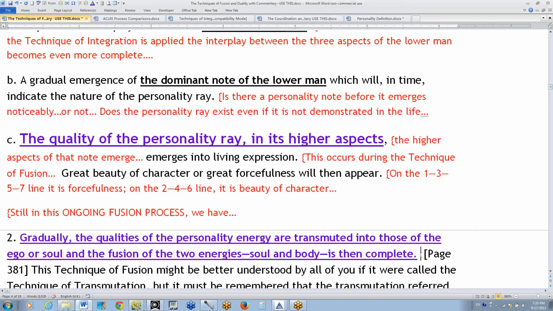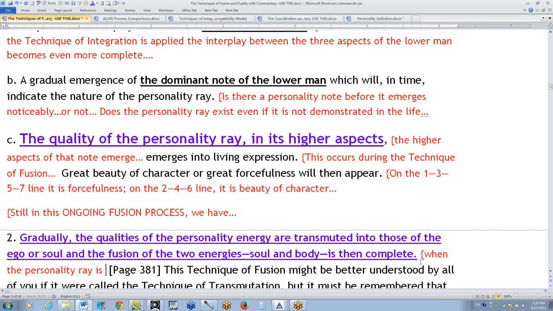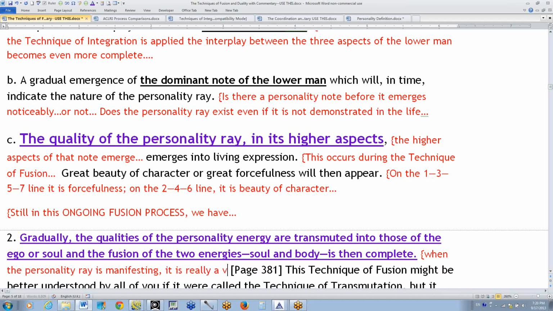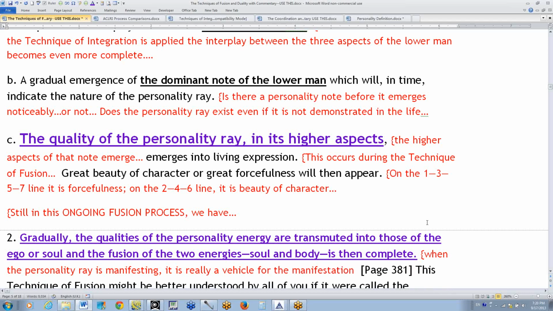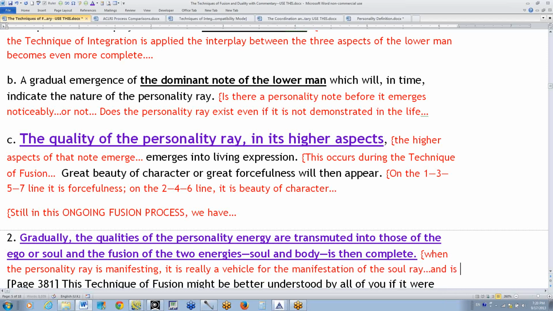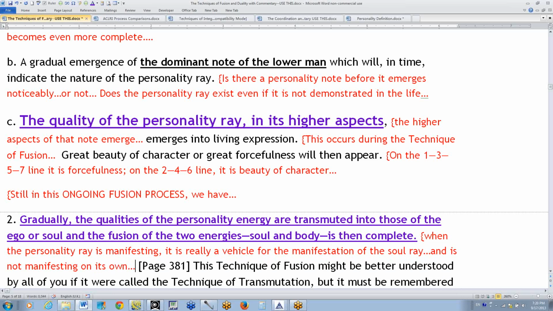It's like this: when the personality ray is manifesting, it is really a vehicle for the manifestation of the soul ray, and is not manifesting on its own. Gradually, the qualities of the personality energy are transmuted into those of the ego or soul. They no longer carry the separative note.